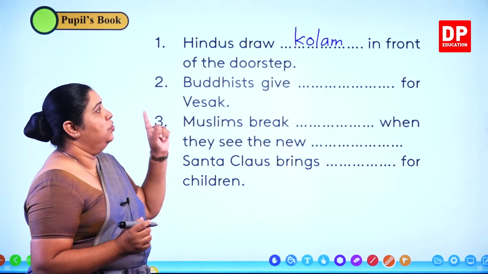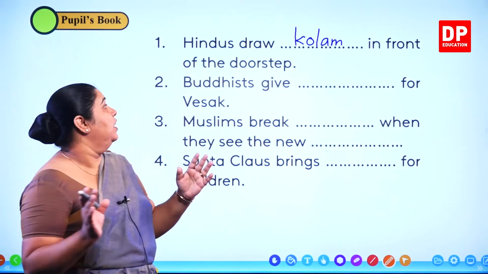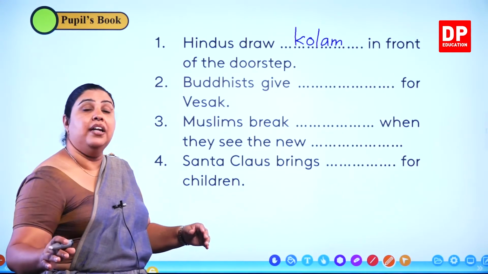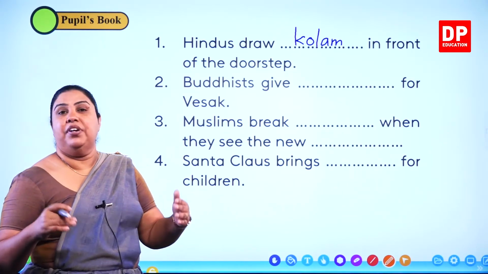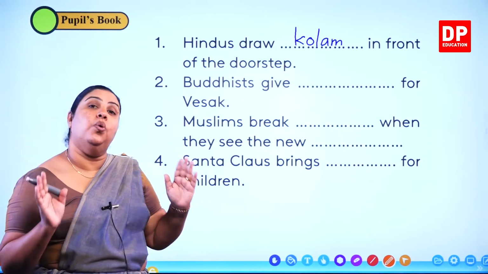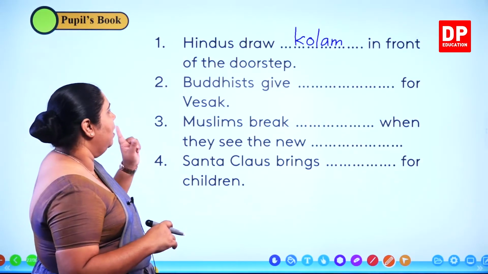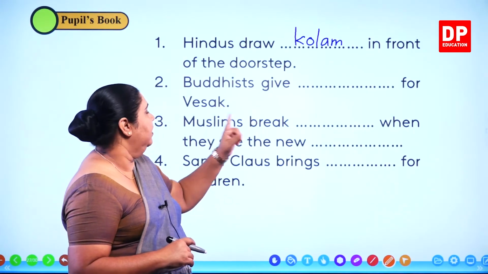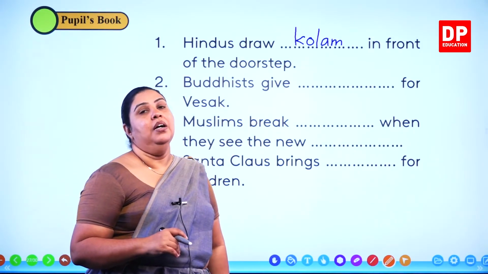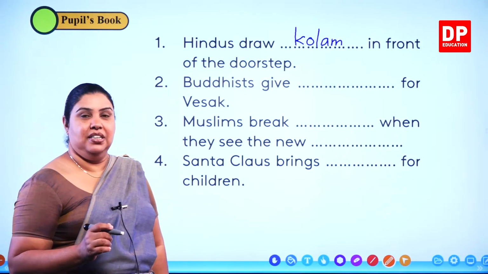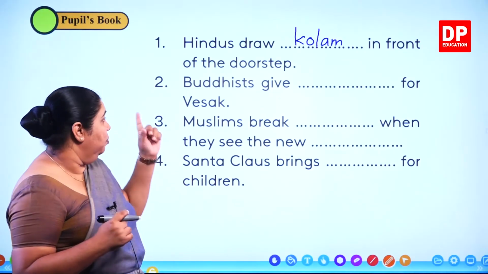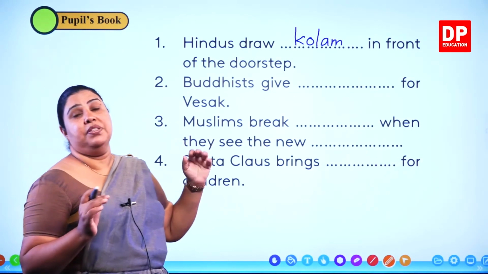Kolam. Hindus draw kolam in front of the doorstep. Those drawings, those beautiful colorful drawings that they do in front of the doorstep is called the kolam. I hope you can remember. Number 2. Buddhists give blank for Vesak. Buddhists give what on Vesak? Buddhists give alms. Buddhists give alms for Vesak.